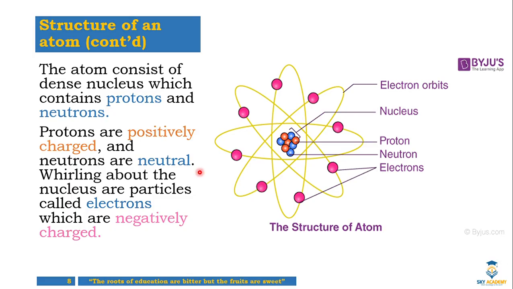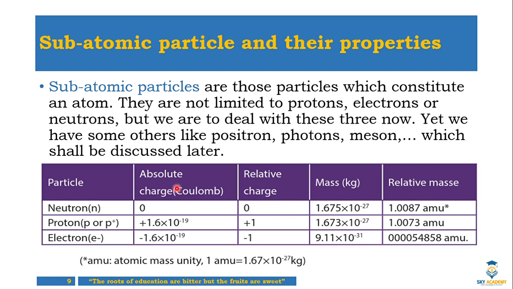Yes, let's continue. This is the structure of an atom. And then we can look upon subatomic particles and their properties. In fact, when we say subatomic particles, we are dealing with protons, electrons, and neutrons. But those are not the only subatomic particles that are there. But those are the ones which are more important when we deal with atoms. In the next lessons, we shall look upon other subatomic particles.